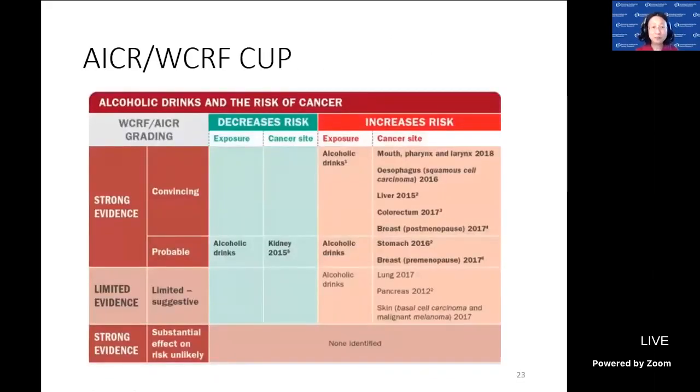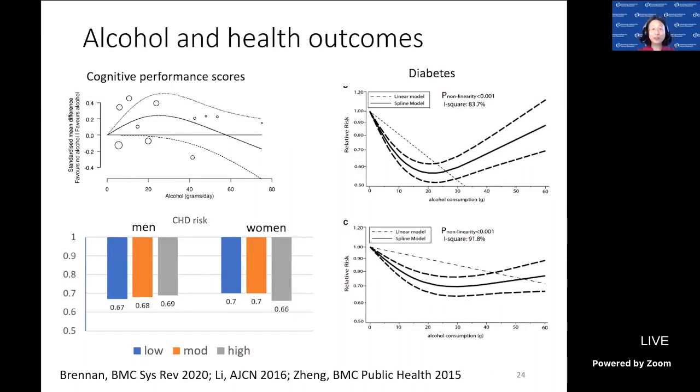The AICR and WCRF Continuous Update Project has already identified alcohol's association with certain cancer risks. And in terms of other health outcomes, moderate alcohol intake might be beneficial for cognitive performance in the elderly. Moderate intake is also associated with lower risk of diabetes and cardiovascular disease. But how is it going to influence the entire dietary balance? So that's an example of individual foods in the context of dietary patterns.